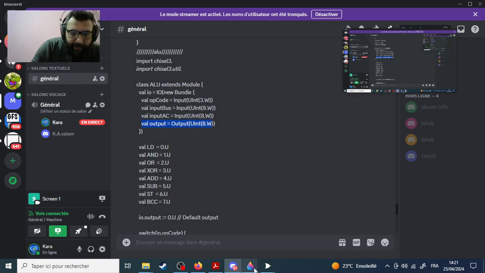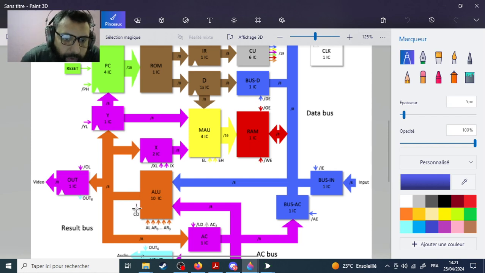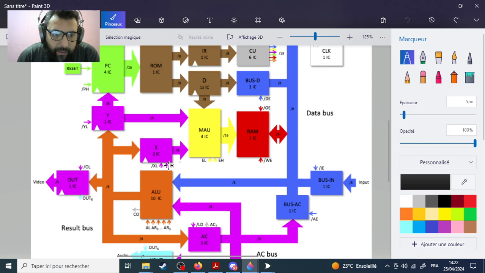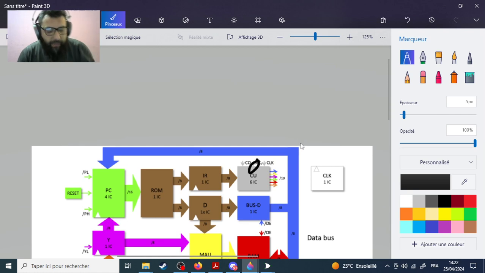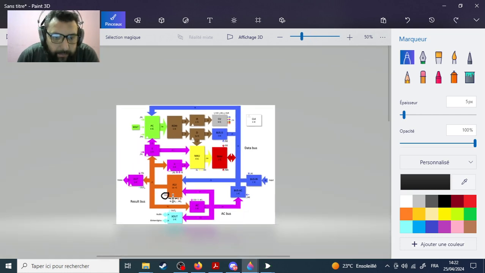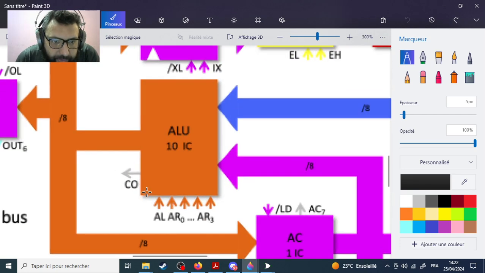Let's see the schematics. Yes, we have CO. It's called the CO. You will need the carry because this signal is used by the CU to determine, in comparison, if AC is equal to zero or not. That's all. We have the carry.